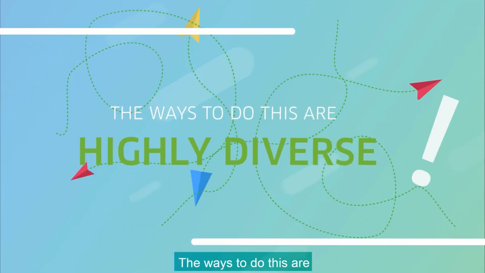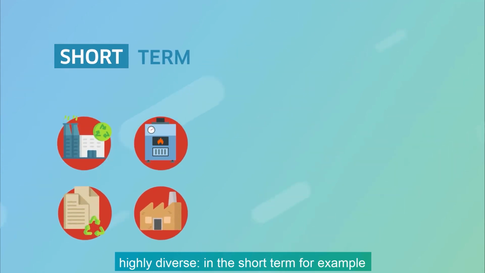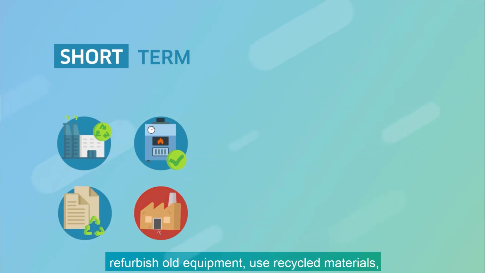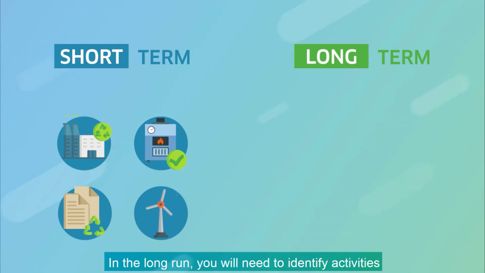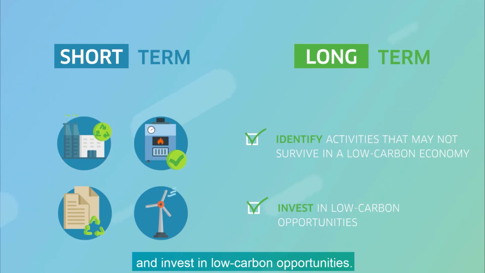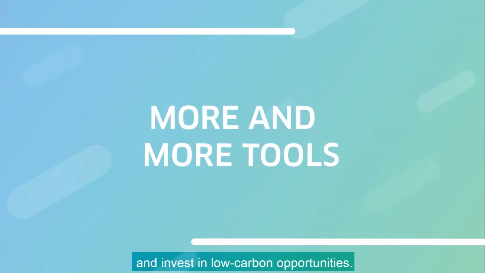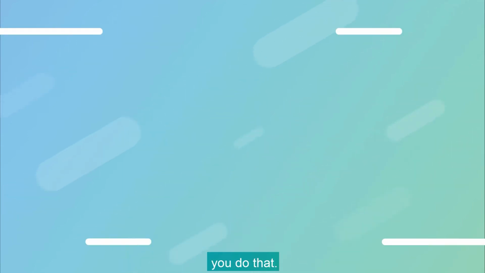The ways to do this are highly diverse. In the short term, for example, you can change your manufacturing process, refurbish old equipment, use recycled materials, or switch to renewable energy. In the long run, you will need to identify activities that may not survive in a low-carbon economy and invest in low-carbon opportunities. More and more tools are emerging to help you do that.